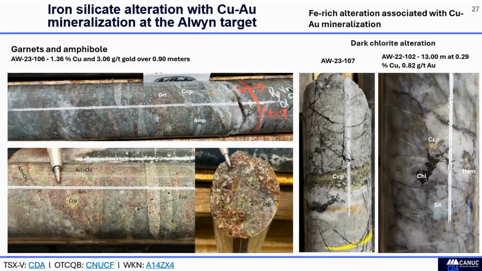Also, there's the development of what we named dark chlorite. Mineralogically, we haven't looked at it under a thin section, so we're not sure. So we named it chlorite alpha identifier. Also coming with a little bit of hematite in relationship to the chalcopyrite.